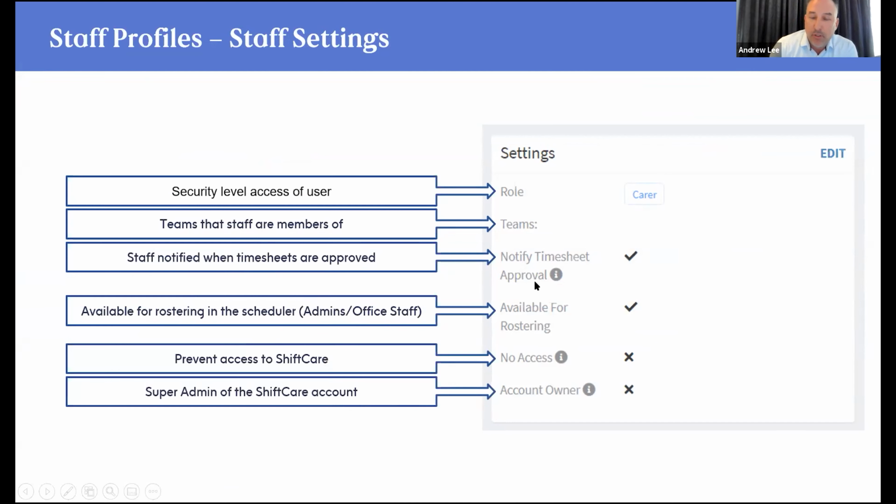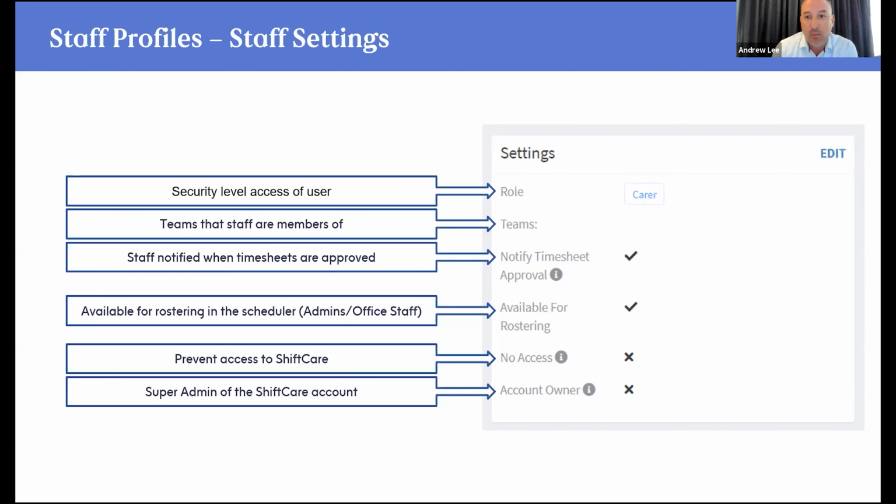Notified timesheet approval is pretty straightforward. When that option's ticked and you go through your timesheets and approve them for your staff, they'll be notified via the app that the timesheet has been approved. Available for rostering is a really good feature. If you've got admin staff and office staff that won't be doing any caring work and aren't available for rostering, you can just select that and cross it off. When you go to roster the shifts, they won't appear in that drop down for the carers. So it just blocks them out from rostering when you're doing your rostering in ShiftCare.